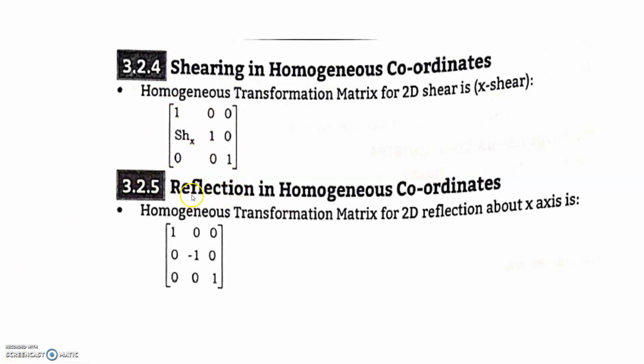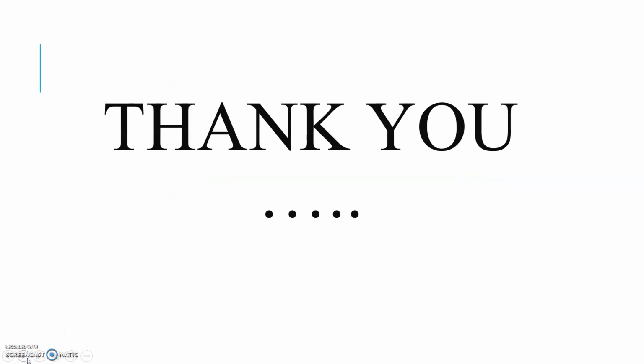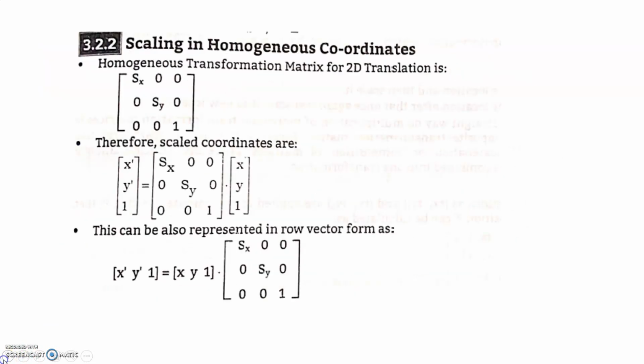The next is reflection in homogeneous coordinates. The homogeneous transformation matrix for 2D reflection about the x-axis is given here. That is 1 0 0, 0 minus 1 0, and 0 0 1. You need to learn by heart the formulas for the homogeneous coordinate system.